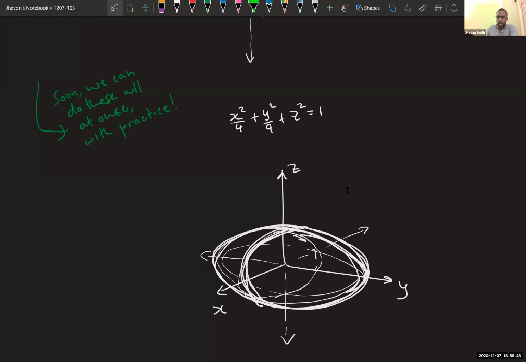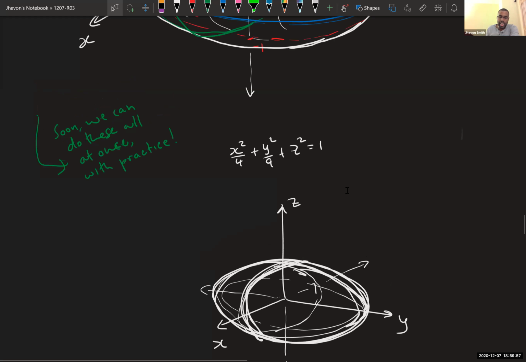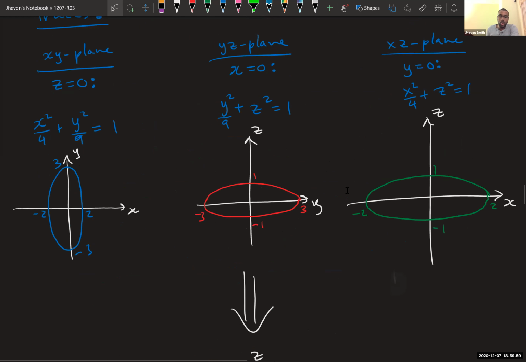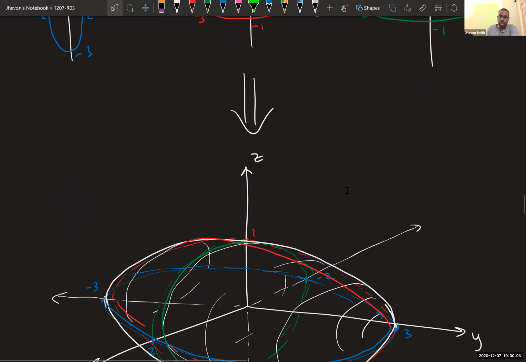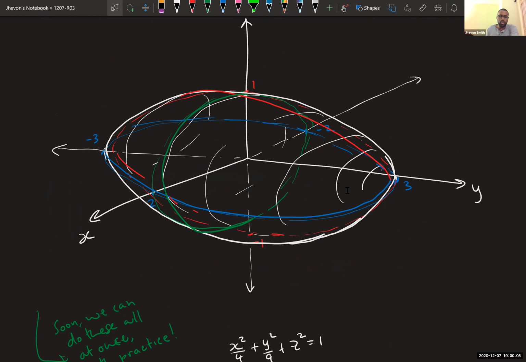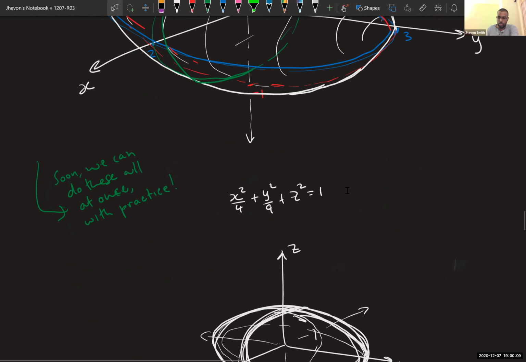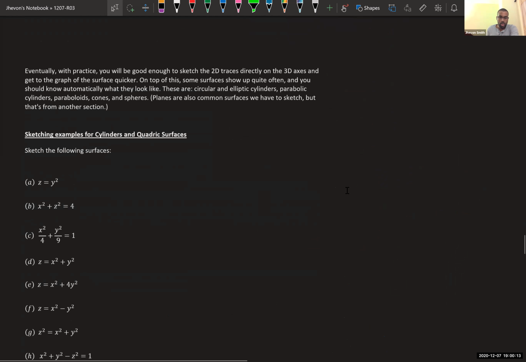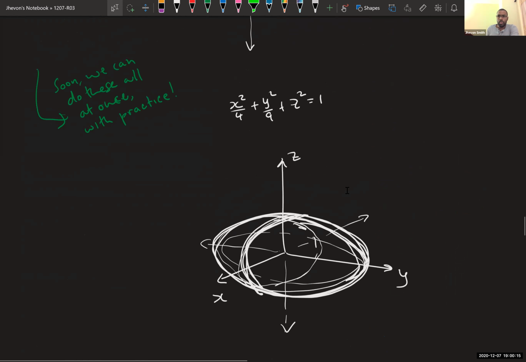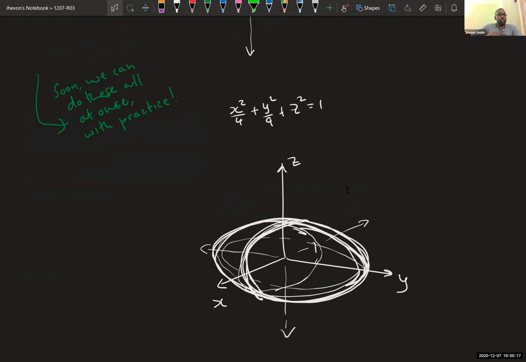It takes practice though. Like I said, this is not going to be hard, but it is something that's going to take practice because you're not used to doing it. But at the end of the day, we are doing things that we know how to do already. We're just doing 2D sketches, and then we're putting them together in some kind of 3D form. Any questions on this idea?